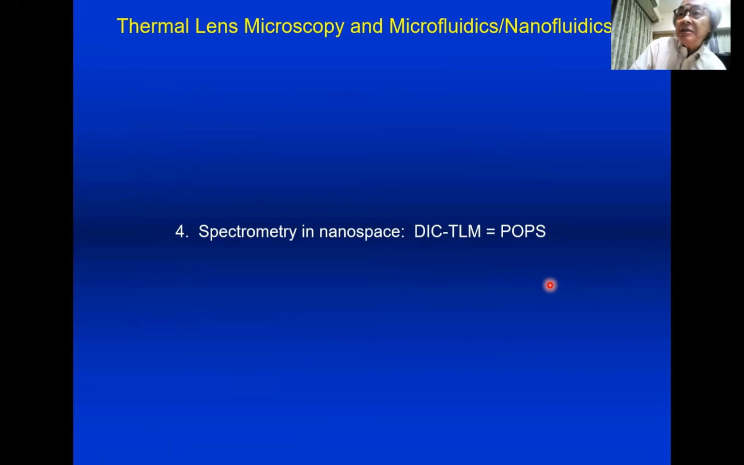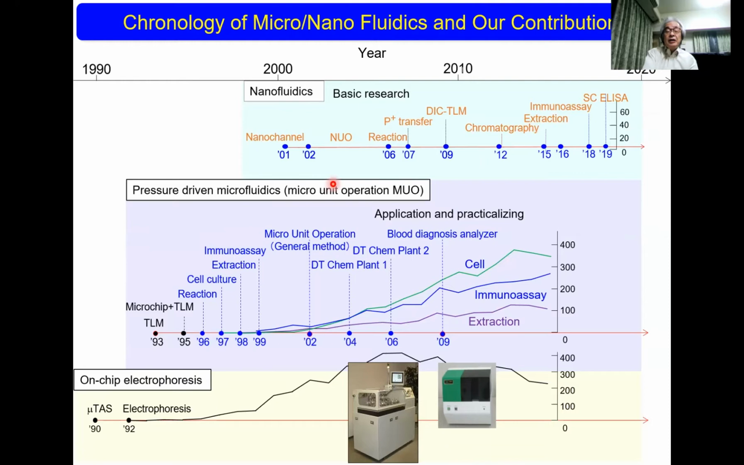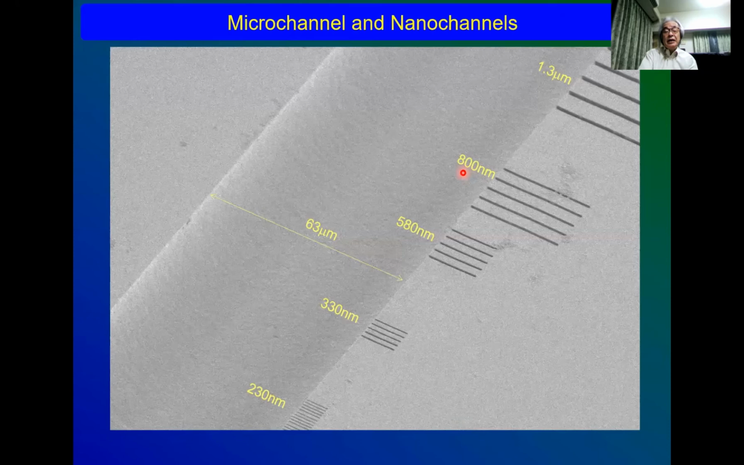Next, I'd like to briefly introduce the nanospace thermal lens effect, DIC-TLM, and it's the same as POPS. We applied our detector not only to micro but to a nano fluidics system. This detector was invented in 2009. This is our micro channel, and those are the nano channels, and you can sense how small the nano channel is. This one is 330 nanometers, the same size as the wavelength of UV light, and this one is the same as visible light. So our device is already the same size as wavelengths of light.